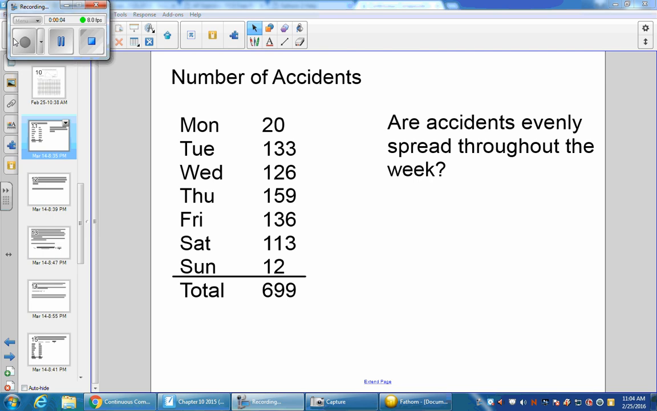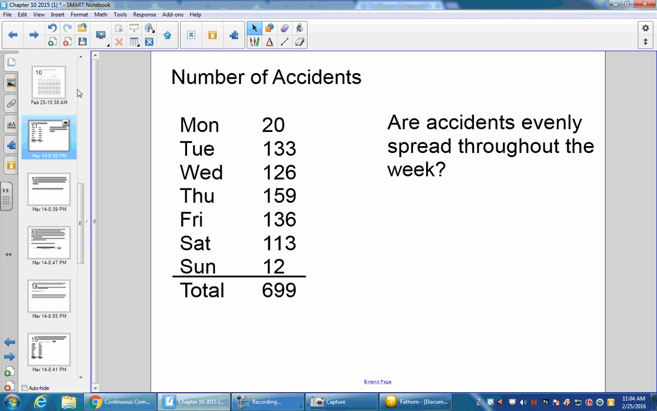Hello. Now here's an example. We're not going to actually do the whole chi-square test this time, but an example of when you would use it. So here are the number of accidents per day, Monday through Sunday, taken from a random sample. And we want to check to see if these accidents are evenly spread throughout the week.